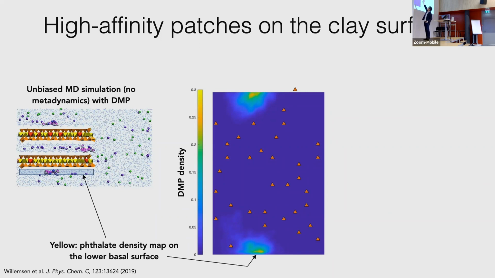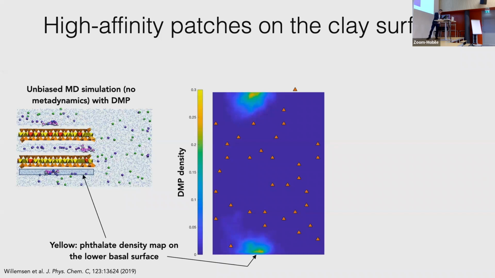And here I'm showing you a 2D map in the plane that's parallel to this lowest clay surface, where we find the strongest adsorption. A 2D density map of where this one organic compound spends the most of its time. And we can see that it's strongly adsorbing on this lower surface here, but it's spending most of its time in this area over here, which is a little bit weird.